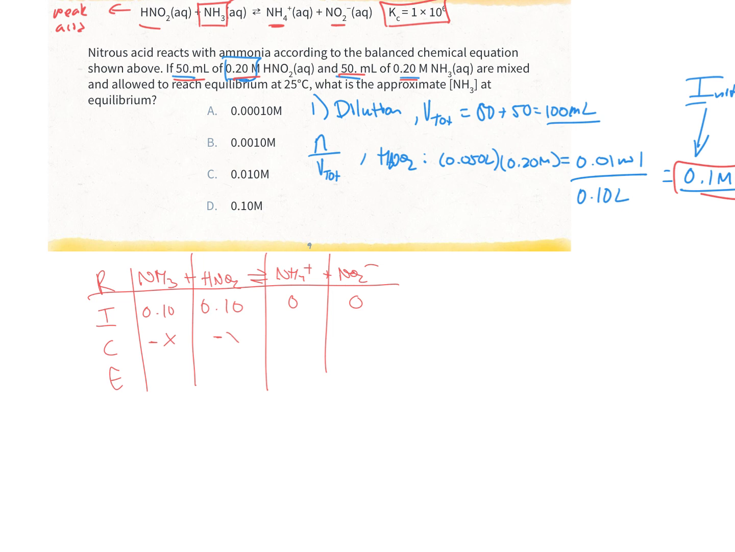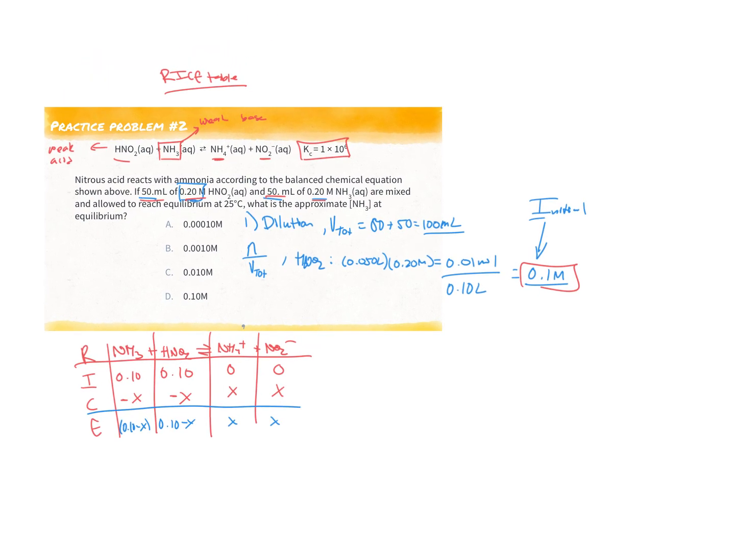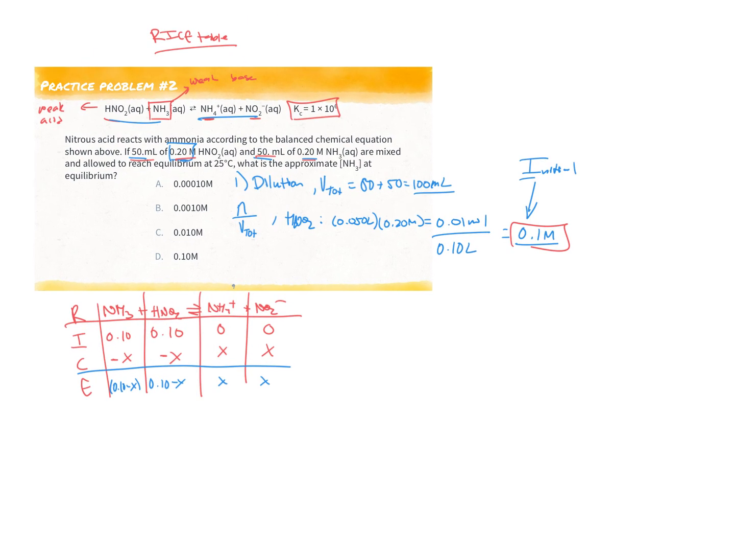These react in 1 to 1, and so for the reactants it should be minus X, and for the products it should be plus X. And at equilibrium, of course, you just add these two terms together. And then we just plug it into our expression for K. K is products over reactants, and we don't have any coefficients here, so it'll be pretty easy. K, which equals 1 times 10 to the 6th.